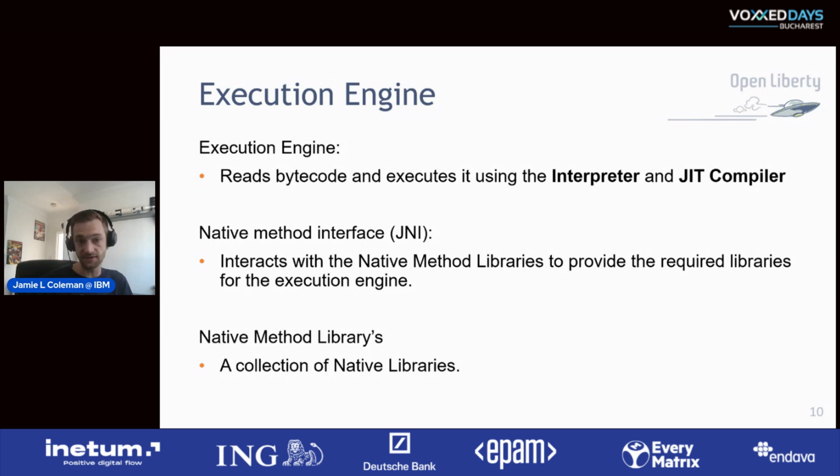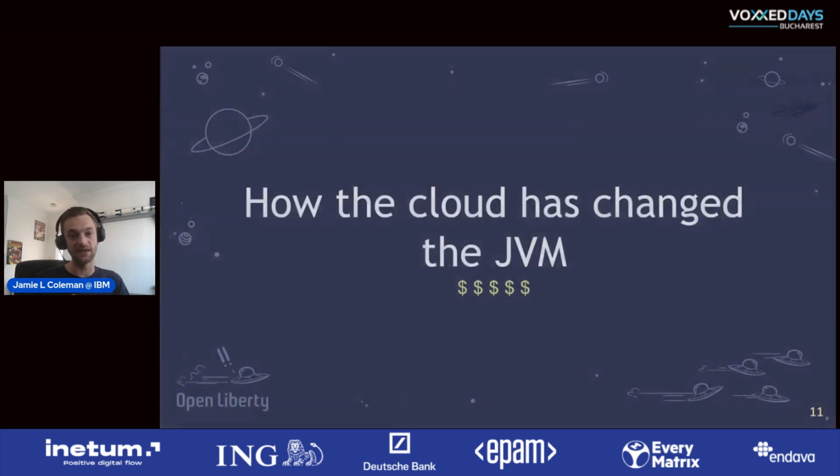The native method interface interacts with native method libraries, and last but not least, the native method libraries is just a collection of native libraries. So that's kind of a very, very small overview of what a JVM is and how it works.